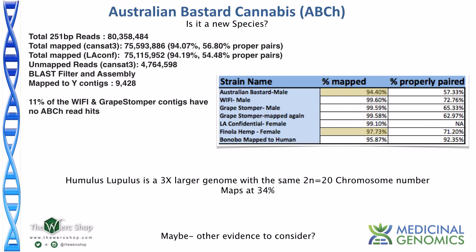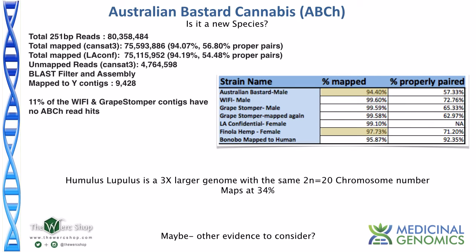And then if you take Finola, which was sequenced by John Page's group as well, done with a very similar sequencing technology as CanSat itself, Illumina data, and you map it back to CanSat, you get 97.7% mapping. And now that's a hemp line. You expect that. That should be a little bit more diverged.